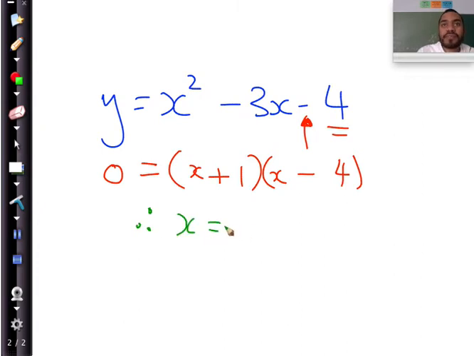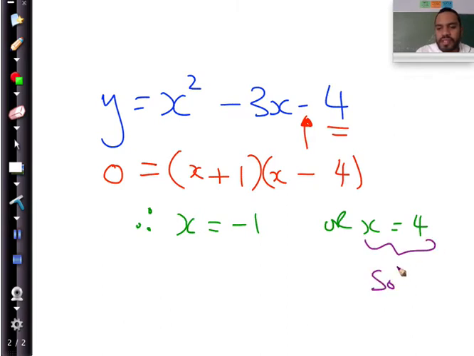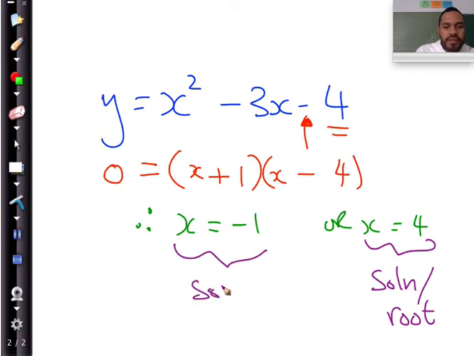x equals negative 1, or x equals positive 4. Now, two important parts of the terminology here: x equals 4 is considered a solution. It's also called the root. And it's not just any solution, it's the solution to f of x equal to 0. In other words, when you make y equal to 0, what x value causes it to be 0? This over here is also considered a solution or a root, because it's the solution to the equation f of x equal to 0.